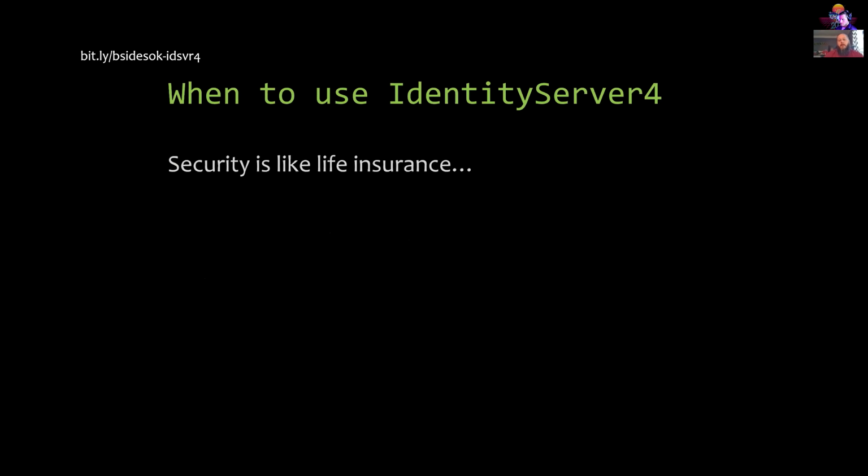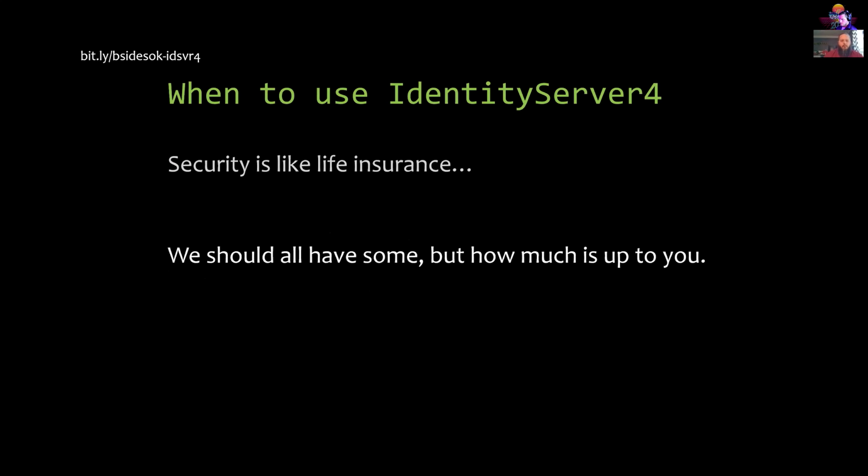Then one thing to think about is security is like life insurance. Everybody should probably have some sort of life insurance, but how much you have and how much you need is really up to you. You've got to be the judge of what's the right amount of security for your product, where it is in maturity, and the type of resources you need to protect. And then think long-term, where you maybe need to expose other APIs or other aspects down the road.